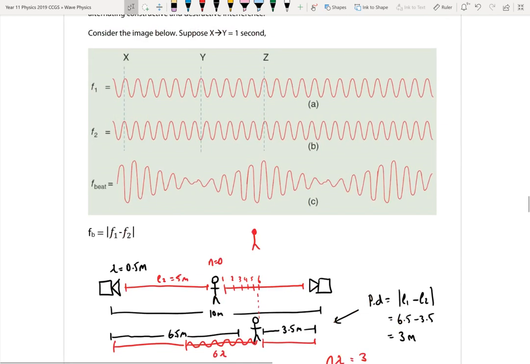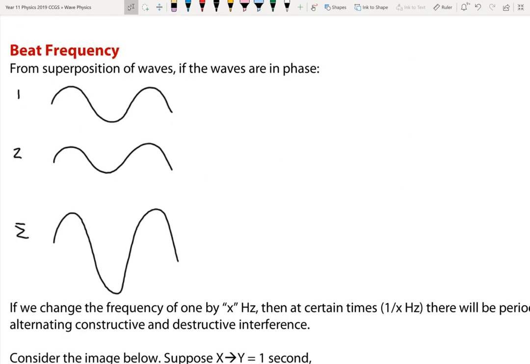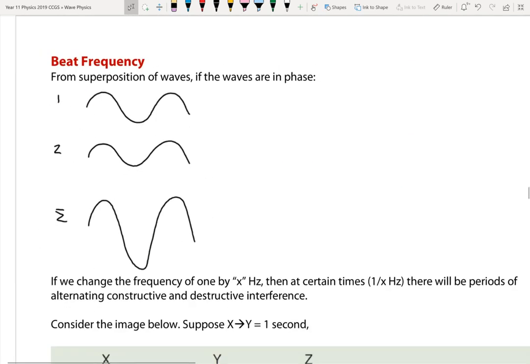Okay? Now, the next phenomenon. From superposition of waves, if our waves are in phase, look what I've got. I've got wave 1 and I've got wave 2. And then that's the sum of them. Okay? And so we're going to combine those two waves and we see that they're in phase. We get peaks meeting peaks. We get troughs meeting troughs.